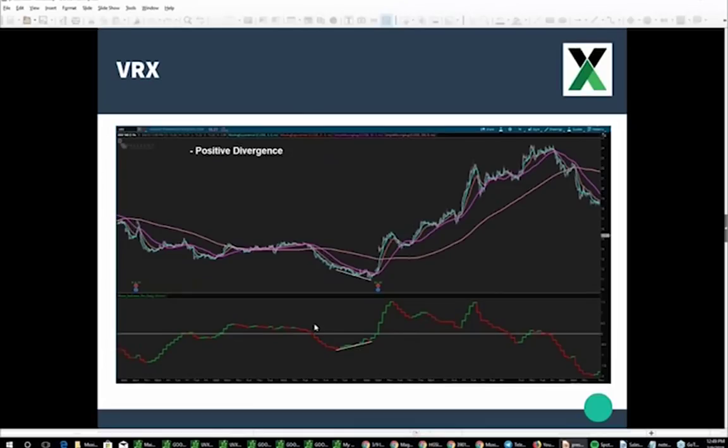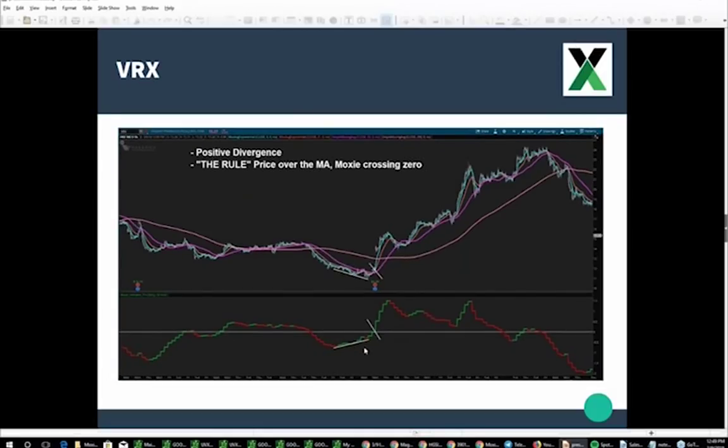We let the stock continue to play out, and now we have positive divergence again, which is price coming down and the indicator coming up. So we got a little bit of heads up. Now what are we looking for next? The rule. Notice, same thing again. We want price over the moving average, and we want the Moxie indicator to cross through zero. And we got that. So we go in.